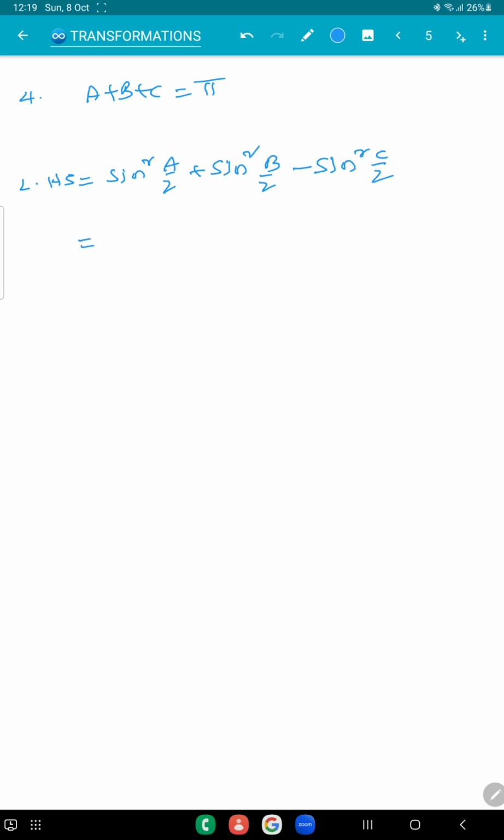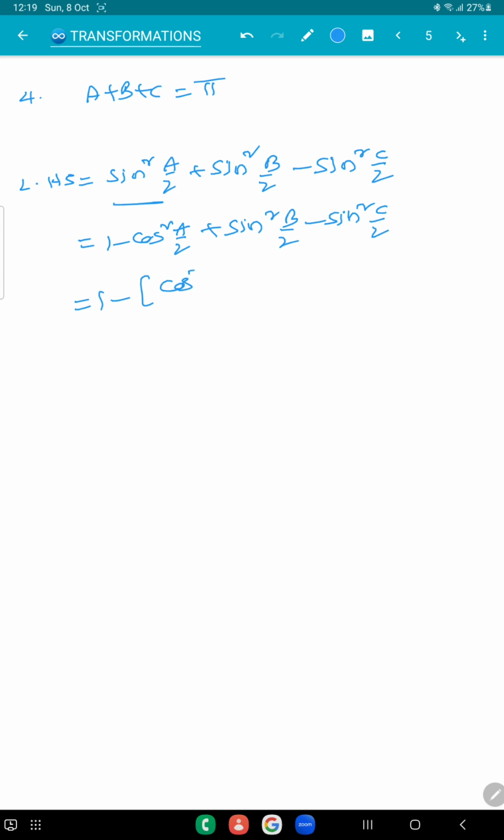Next question is the fourth one. Similarly, a plus b plus c is equal to 180 only. So according to the question, I will change what is useful for us. So let us consider the left hand side, that is equal to sine square a by 2 plus sine square b by 2 minus sine square c by 2. We can follow so many methods in this one. I am going to do so. Writing sine square a by 2 as 1 minus cos square a by 2, minus sine square c by 2.